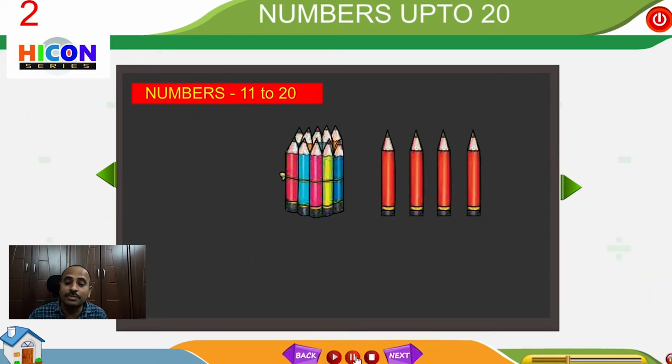So children, look at the picture. How many ones are there? Yes, there are 4 ones. That means there are 4 single pencils. So each single pencil represents ones. So there are 4 ones. Now how many tens are there?